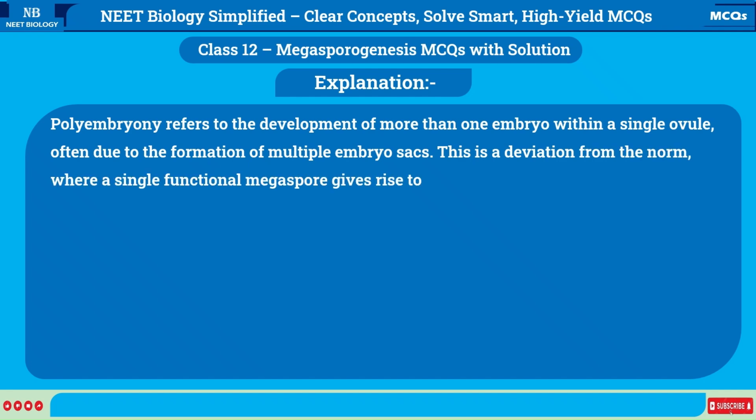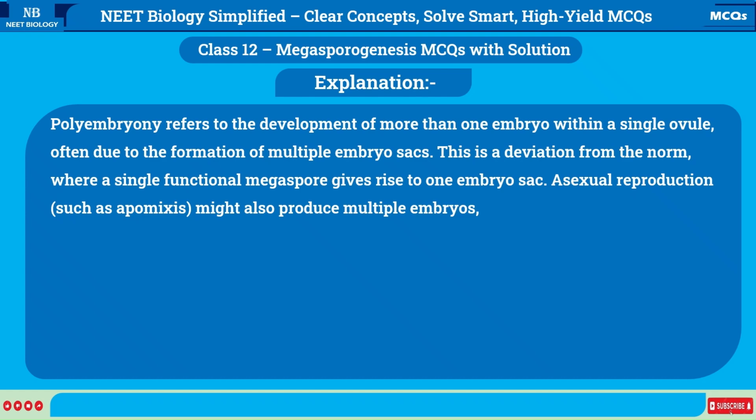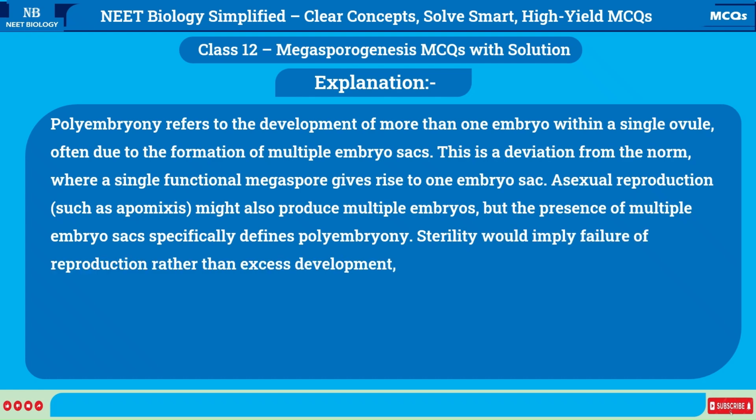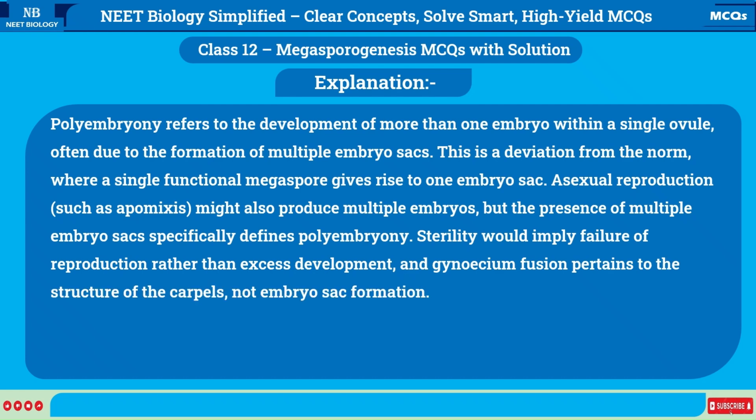embryo sac. Asexual reproduction, such as apomixis, might also produce multiple embryos, but the presence of multiple embryo sacs specifically defines polyembryony. Sterility would imply failure of reproduction rather than excess development, and gynoecium fusion pertains to the structure of the carpels, not embryo sac formation. Hence, the correct condition represented is polyembryony.